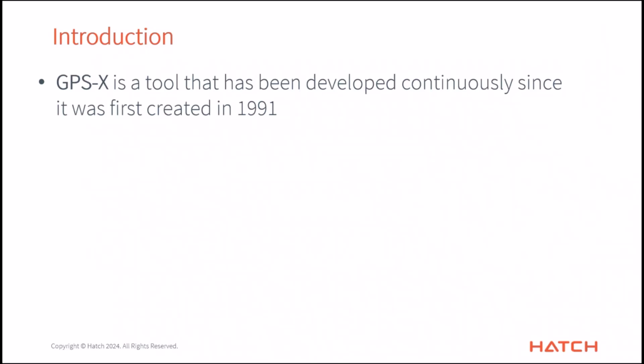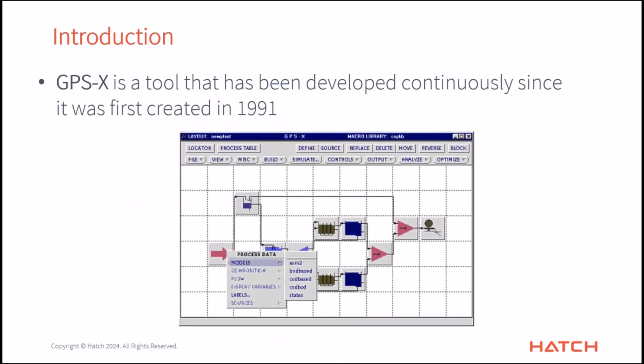So GPSX is a tool, as you may know, that has been developed more or less continuously since it was first created in 1991. So that was the beginning of Hydromantis at that time, and GPSX was one of the original products that we made back then. Just for those who may not have seen the older versions of GPSX, this is what it looked like in its early days. This is, I believe, version 2.1. This is what it looked like when I was using it in graduate school in the early 90s.